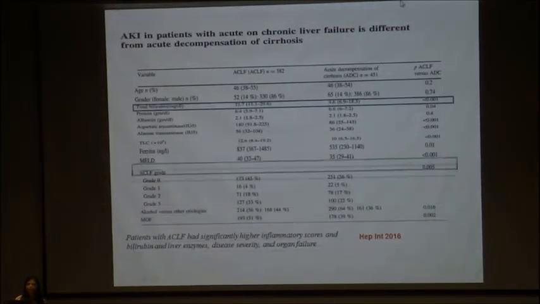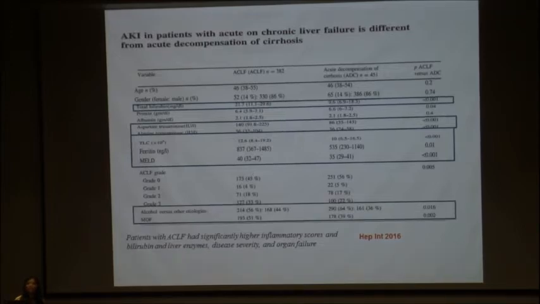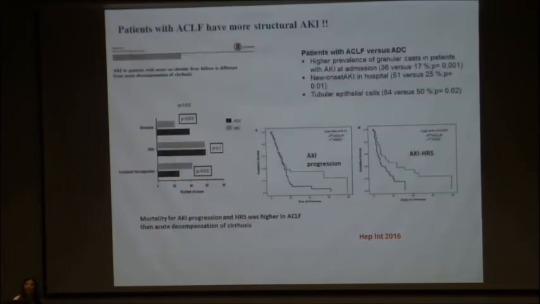Long back, we showed that we should have a different management protocol for acute-on-chronic liver failure because these patients have renal involvement which involves systemic inflammation. In this large cohort of patients, we showed that the leukocyte count, the ferritin, and the MELD scores are much higher in these patients, making kidneys more susceptible to injury, and they very quickly succumb to multi-organ failure and die if they are not properly managed.